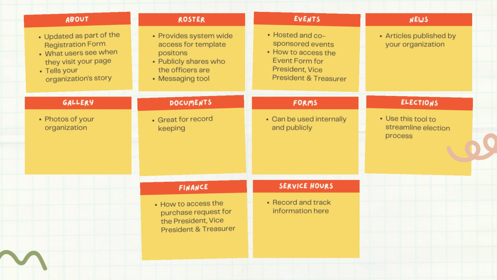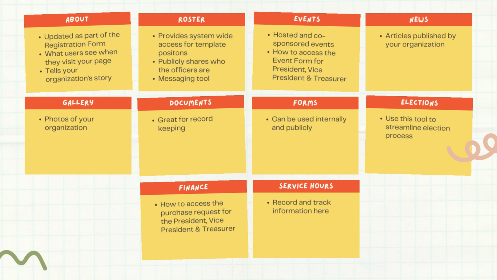These features are About, where you can update your organization's DragonLink homepage. This is done automatically as part of the registration form, but it's important to keep updated because it's what visitors see when they go to your organization's page. This is the best place for you to tell your organization's story.